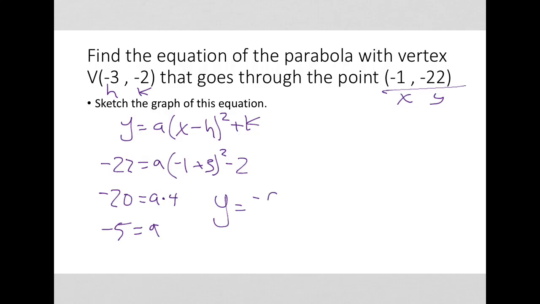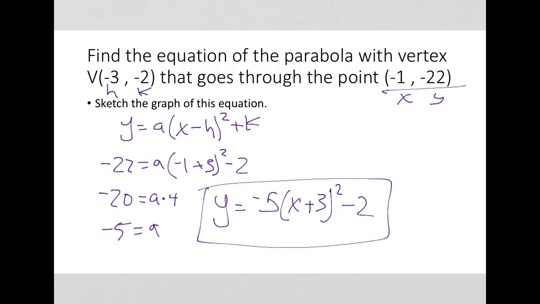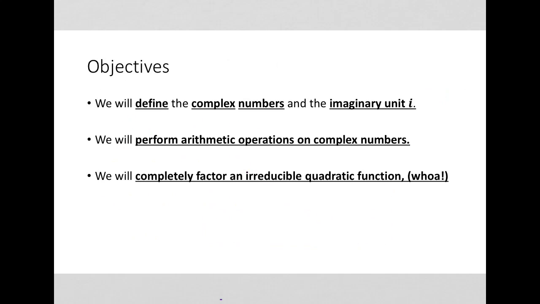Y equals negative 5 times the quantity x, and it was plus, plus 3 squared, and it was minus 2. And check yourself, plug it into your calculator, check your vertex, make sure it's at negative 3, negative 2, and trace to the x value of negative 1, and make sure that it is corresponding with the y value of negative 22. Cool. Alright, so we got three main goals here.